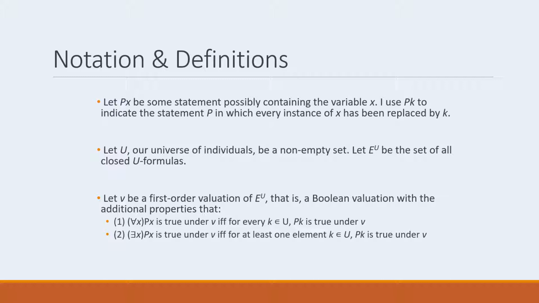So V is a first-order valuation of EU if it's a Boolean valuation, that is, it preserves the normal truth table ideas of and, or, not, and implication, with the additional two properties that the statement for all x, p of x, is true under V if for every element k of our universe U, p of k is true under V, and the statement there exists an x such that p of x is true under V if and only if for at least one element k of U, p of k is true under V.